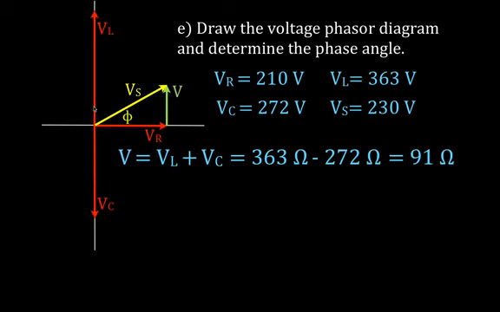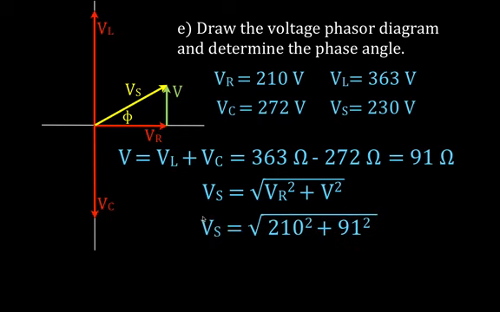So now I'm just going to check it, and we have our angle phi again. I'm just going to check it using the Pythagorean theorem. The voltage of the source, a squared plus b squared is c squared. Take the square root of both sides, and you get 210 squared. That's the voltage across the resistor. The 91 is what we got for the sum of the capacitor and the inductor voltages, and we get 230 volts. So once again, I'm just doing this to confirm. I like to confirm, make sure that I got those values, and that tells me that probably these values that I calculated earlier, I calculated correctly.